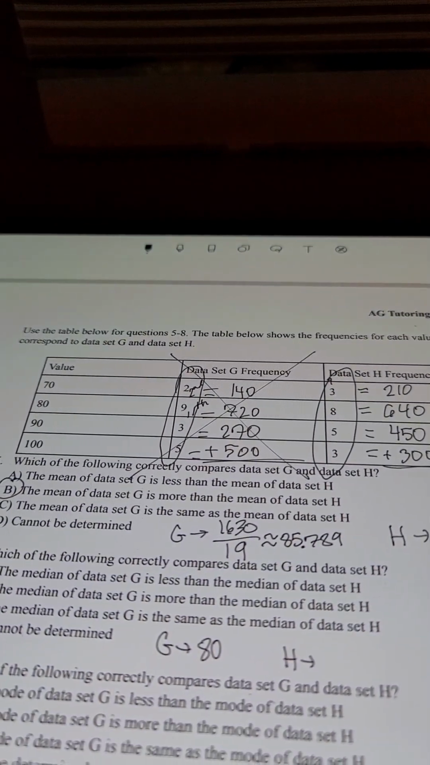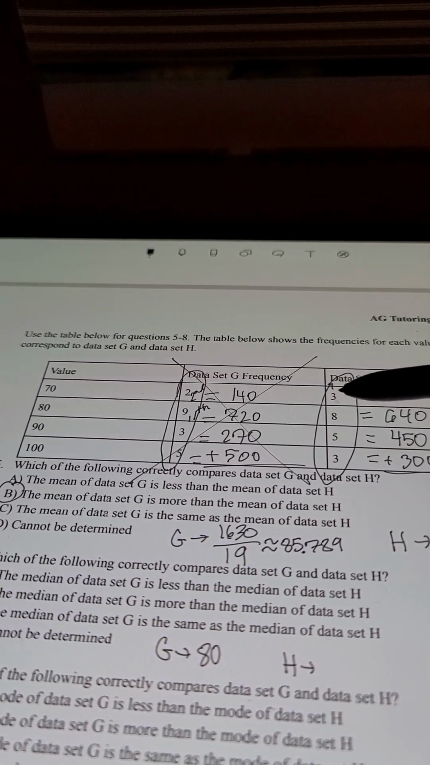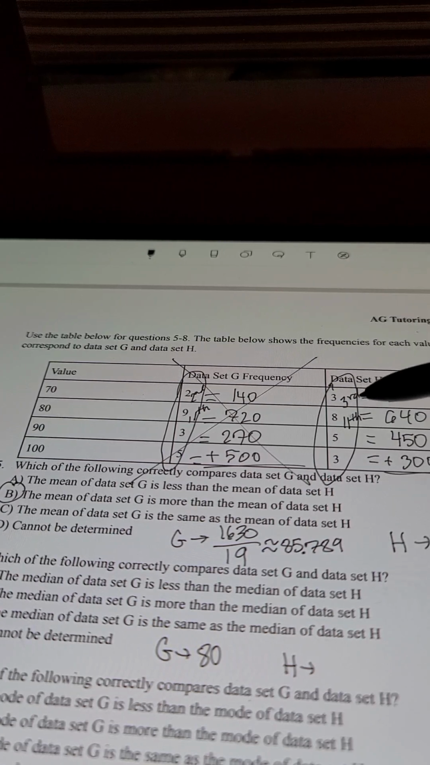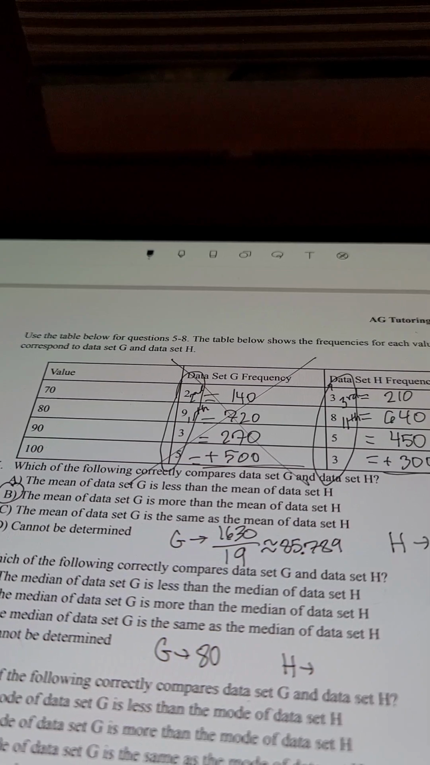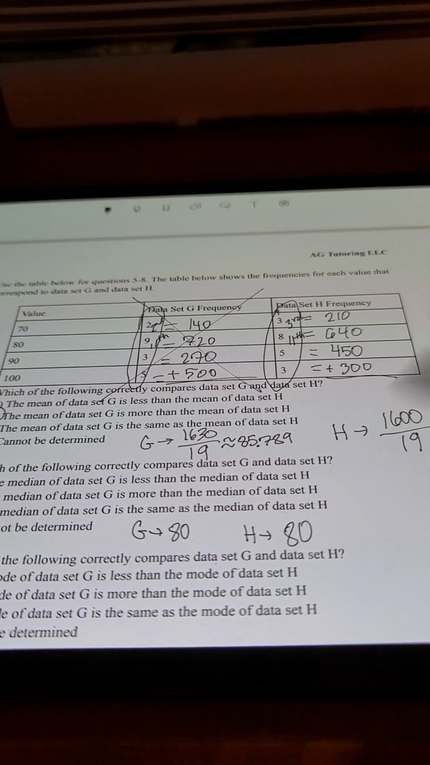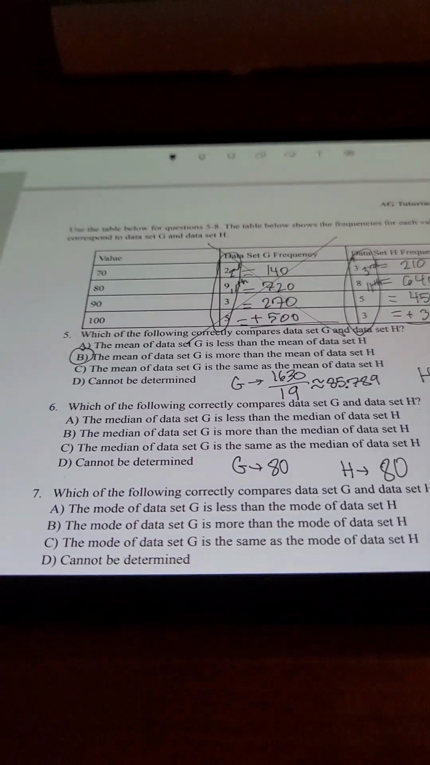Now we're going to find out what's the median of dataset H. So we're looking for the 10th number in that list. So this would get us to the 3rd number, and then this would get us to the 11th number if we go 8 more in the future. So the 10th number in that list also has to be 80. So it would be 80 for H, so they're the same. So that would just be C.